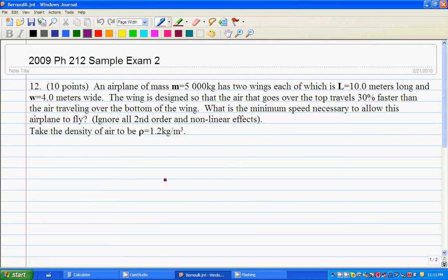Okay, let's try a Bernoulli problem. I like those. Here we have an airplane with a given mass. It's got two wings, each with a given length and width.